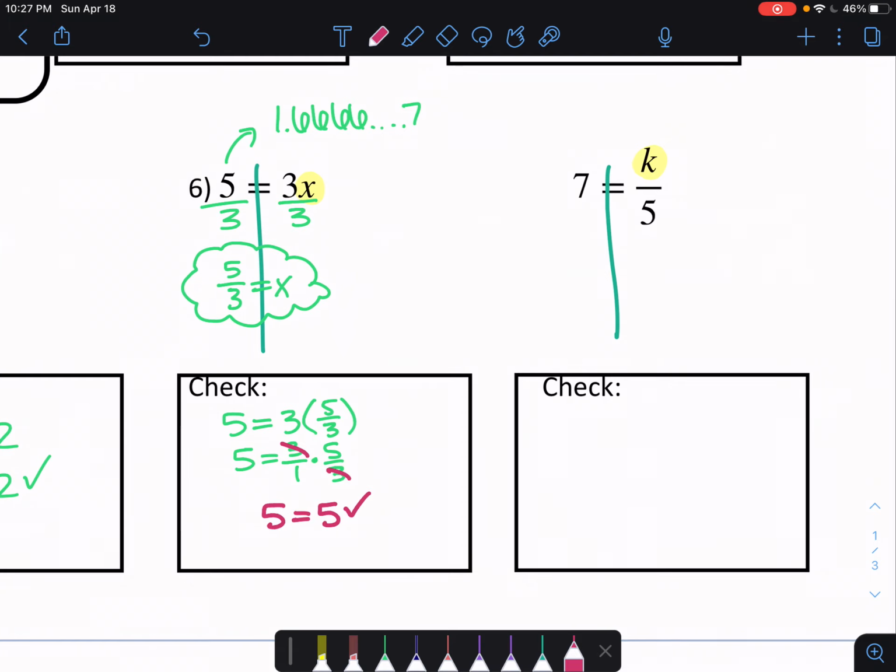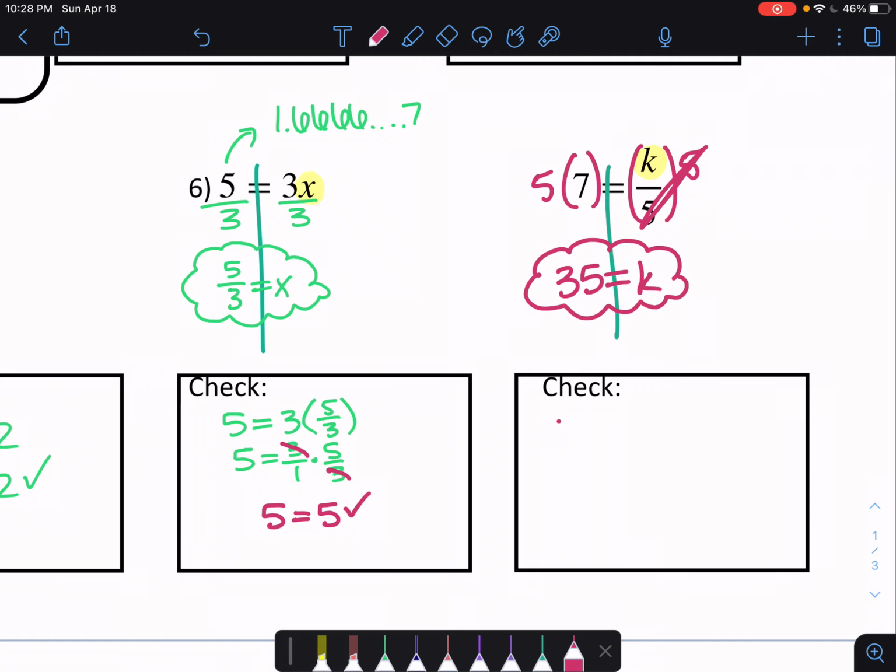Number 7 is very similar to the second problem. So number 2. And I'm going to undo this division by multiplying on both sides. So I'm going to put parentheses around both sides. And I am going to multiply by 5 on both sides. So my 5's cancel. And I get 35 is equal to k. And then I'm going to check my work. So is 7 equal to 35 divided by 5? It absolutely is.